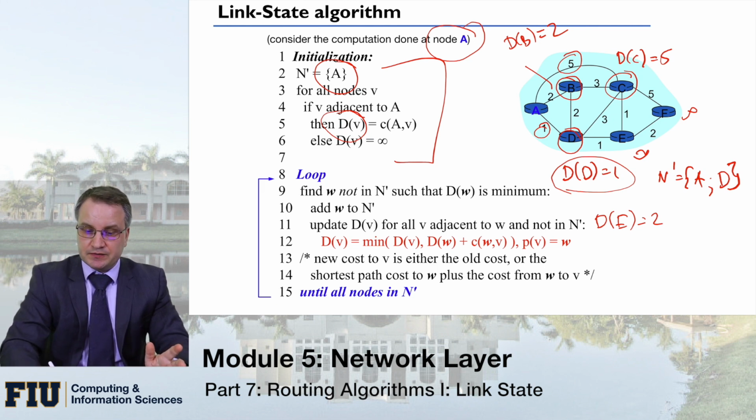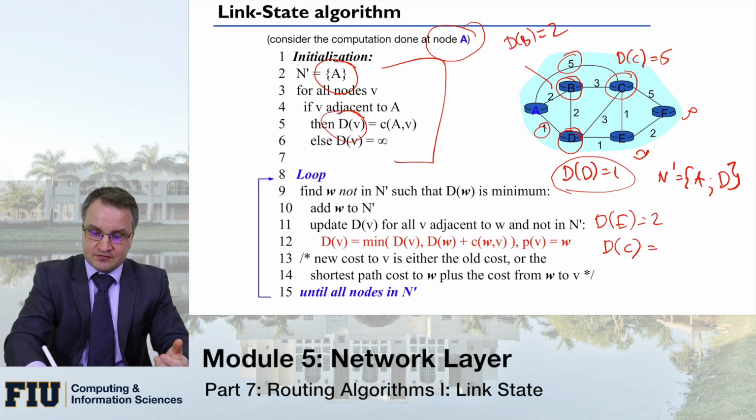Then we're looking at C. From the perspective of C, C has been initialized to 5 because we have a direct link from A with the weight of 5. But we still can reach C through node D. So in this case, we have A, D already initialized to 1 plus the distance from D to C, which is 3, which you can calculate to 4, and 4 happens to be less than 5.